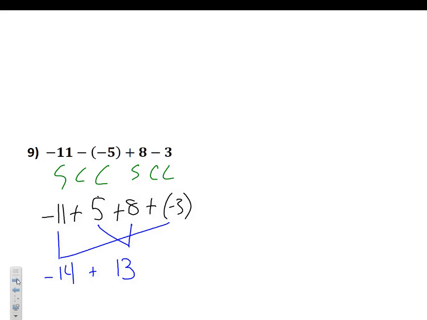And now I have negative 14 plus 13. They are opposite signs. So I'm going to subtract, and I know that 14 minus 13 is 1. The 14 is bigger. It's negative. So my final answer would be negative 1. Go ahead and write that one down and join me on our last example.